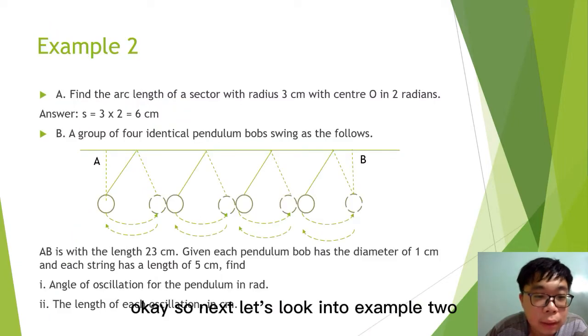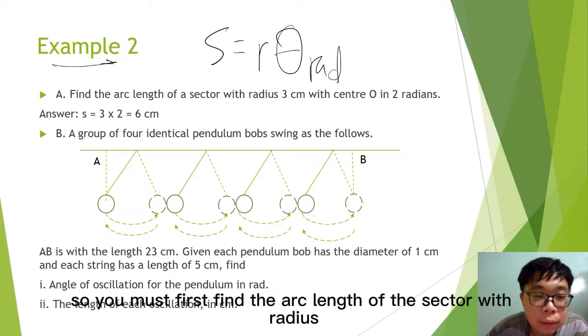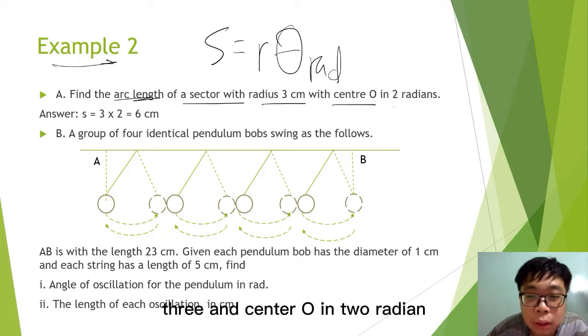Okay, so next, let us look into example 2. Example 2 is related to the formula S equals r theta, with theta in radians. You must first find the arc length of the sector with radius 3 and center O, with an angle of 2 radians.